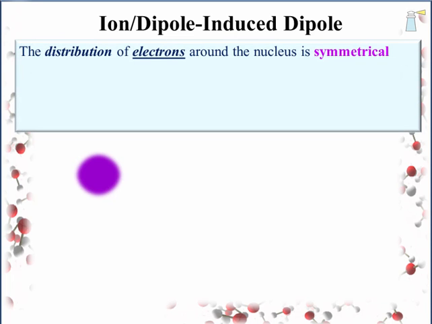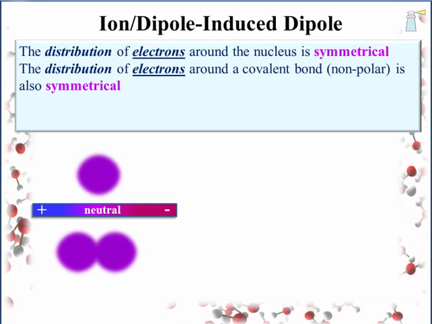With an atom, the distribution of electrons around the nucleus is symmetrical. The distribution of electrons around a covalent bond, nonpolar, is also symmetrical. Consider this drawing of a spherical electron cloud around its nucleus. The symmetrical distribution of electrons means that the atom as a whole is neutral. According to the charge bar, the atom should be colored a neutral purple. A similar argument can be made with the distribution of electrons around a nonpolar covalent bond. The two atoms in the bond are also colored purple because of the symmetrical distribution of electrons around their nuclei.